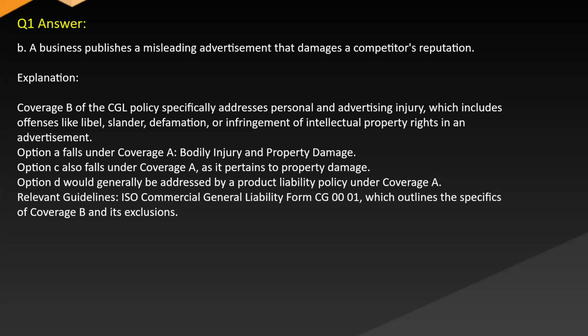Option A falls under coverage A, bodily injury and property damage. Option C also falls under coverage A, as it pertains to property damage. Option D would generally be addressed by a product liability policy under coverage A. Relevant guidelines: ISO Commercial General Liability Form CG 01, which outlines the specifics of coverage B and its exclusions.